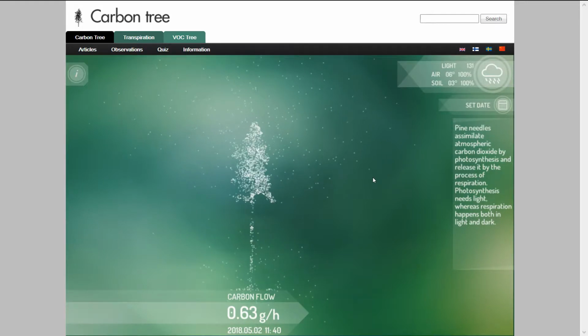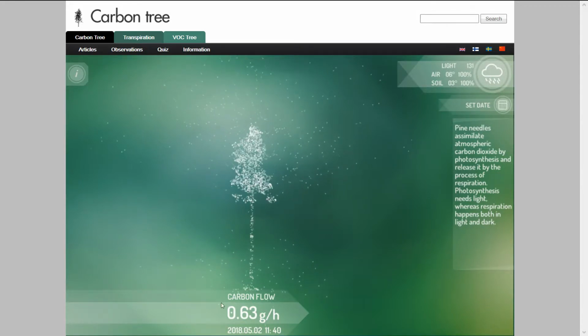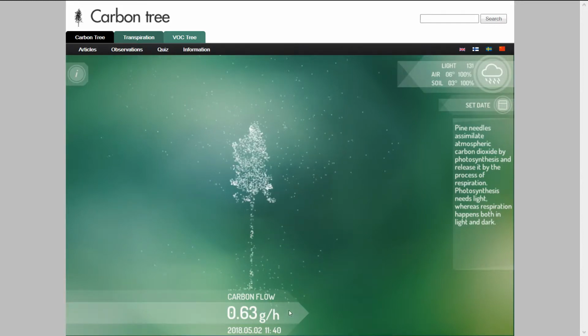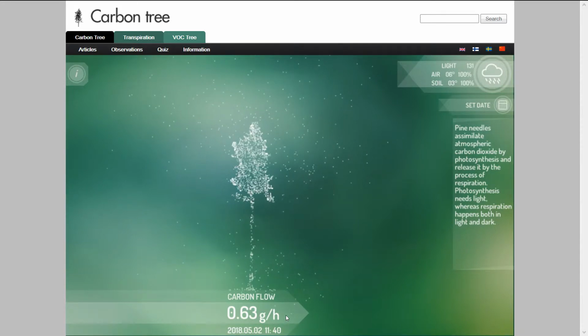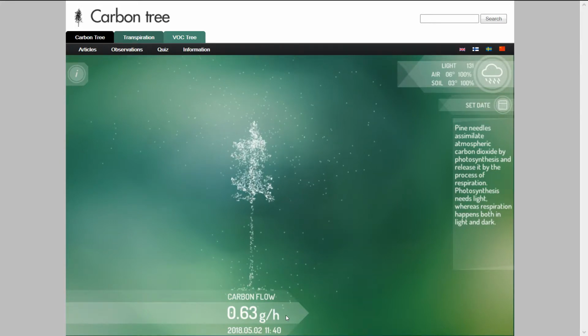These small, constantly moving particles represent carbon dioxide molecules that are captured and released by the Scots Pine. Below the carbon tree, you will find the value of the net carbon flow rate in real time. In practice, the value tells you whether the Scots Pine is mostly fixing or releasing carbon. When the flow is negative, the tree is releasing more carbon than fixing it.